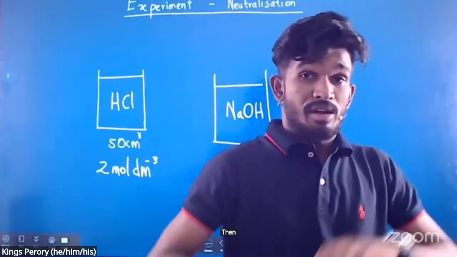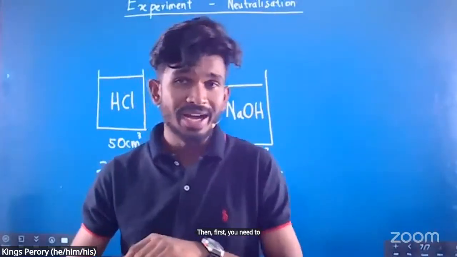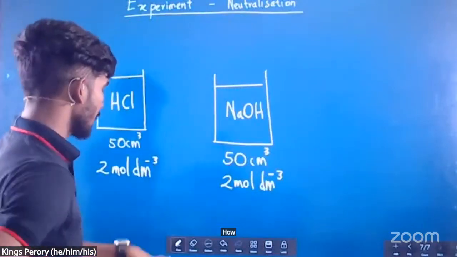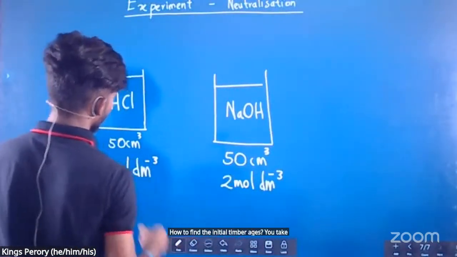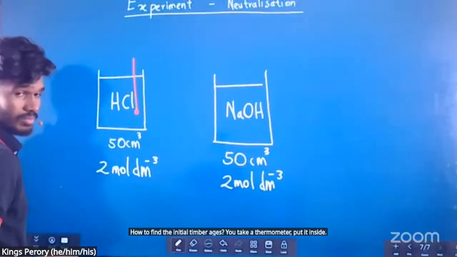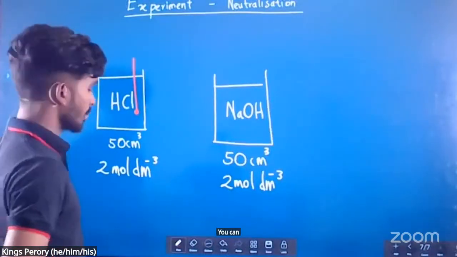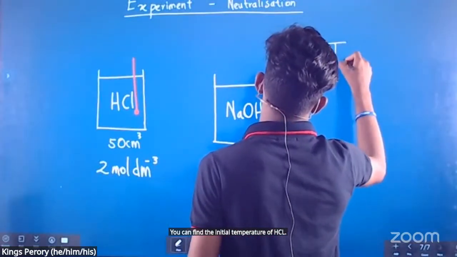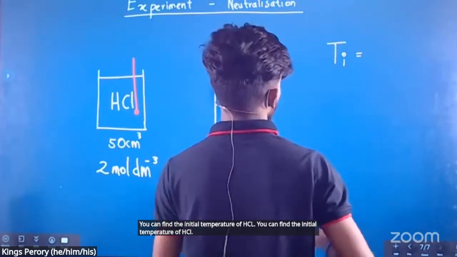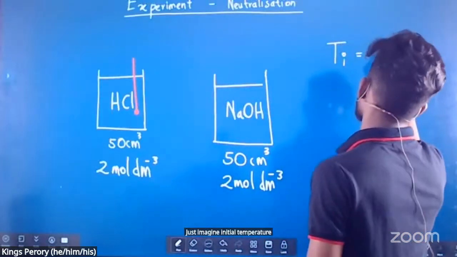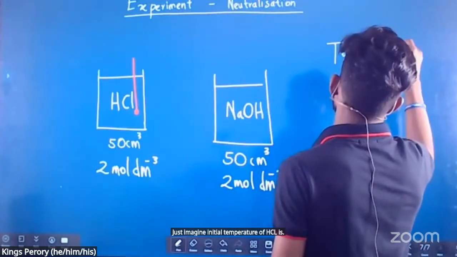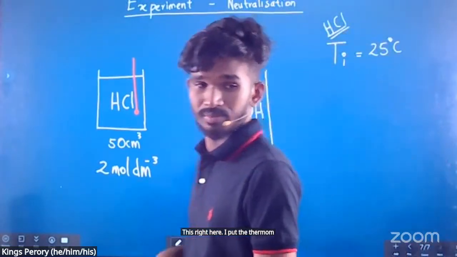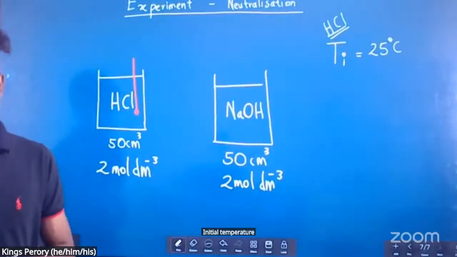Then first you need to find out their initial temperatures. How to find the initial temperatures? You take a thermometer and put it inside. You can find the initial temperature of HCl. Just imagine the initial temperature of HCl is 25 degrees Celsius. I put the thermometer, I take the reading: initial temperature of HCl, 25.